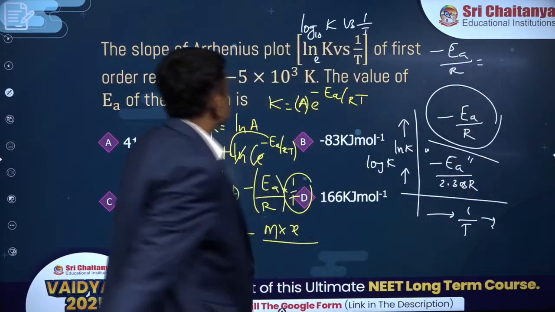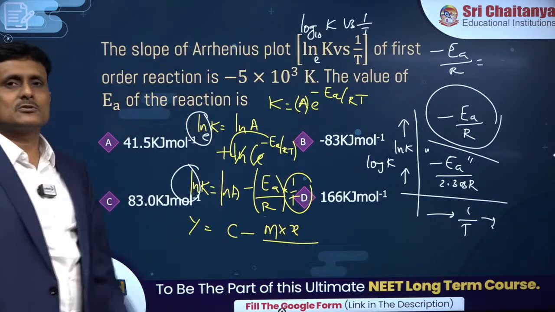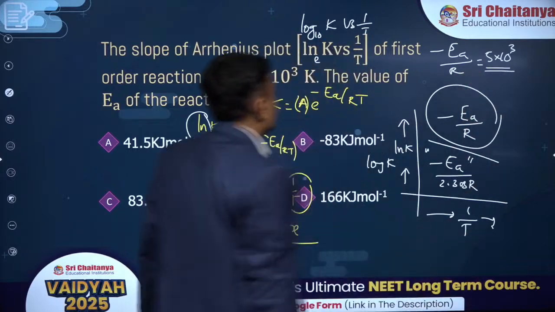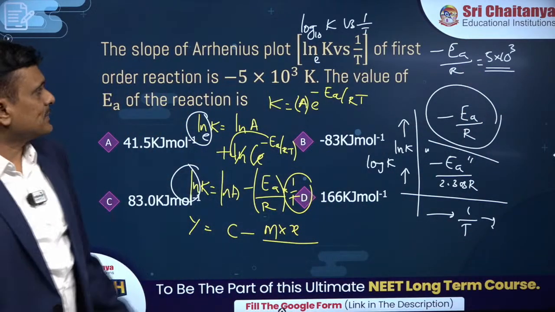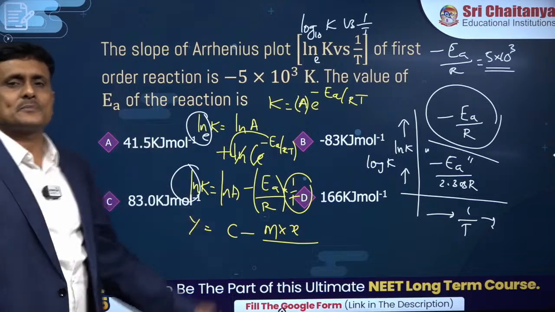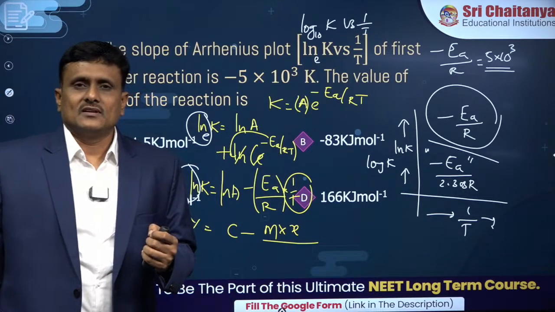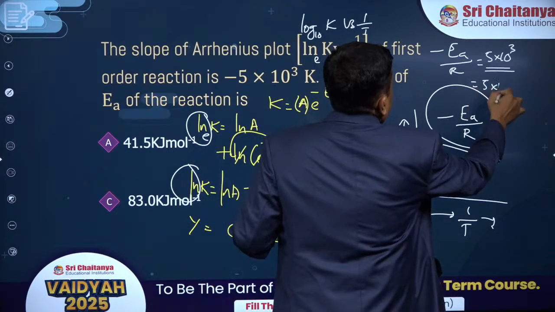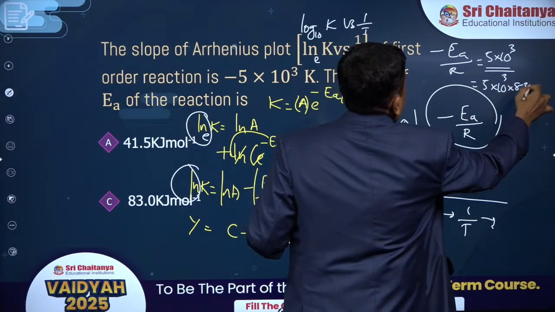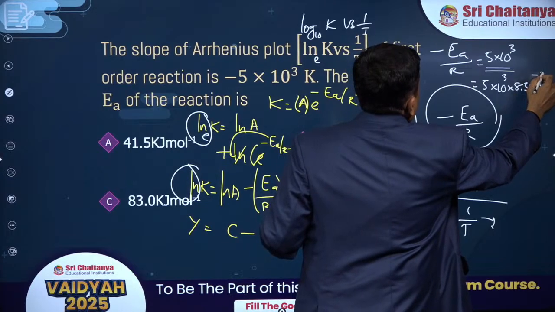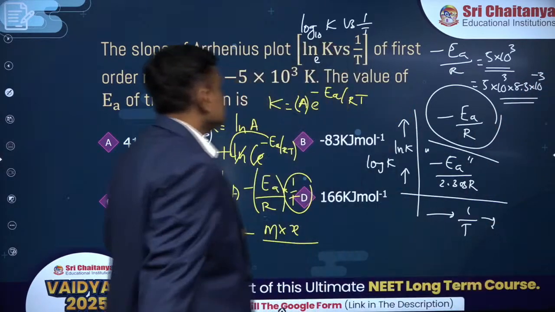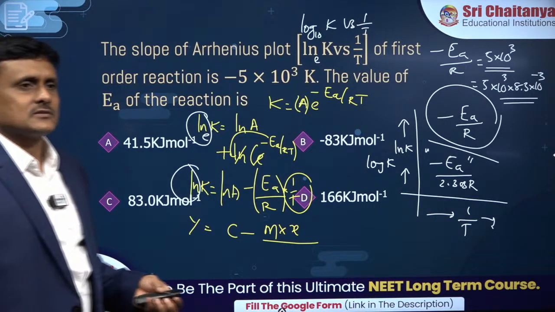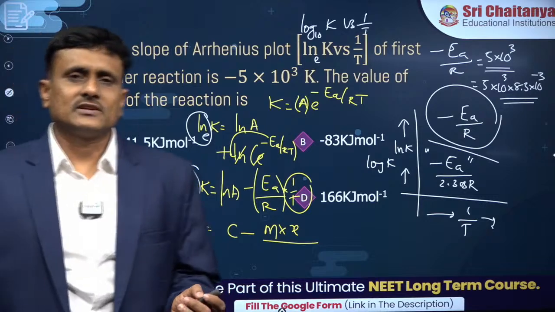The slope is given as 5 into 10 to the power 3. Now the value of R that I will substitute depends upon the options that are given. You can see the options are in kilojoule per mole. Then in that case, what R value would you substitute? 5 into 10 power 3 into 8.3 into 10 to the power... how much are you going to substitute? Kilojoule, right? So this is how you are going to solve this question. I hope you understood. Shall I move on to the next question?